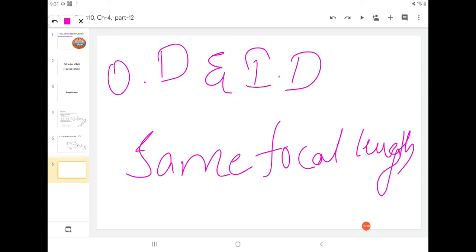So what is the formula of magnification? M equals HI by HO equals V by U.